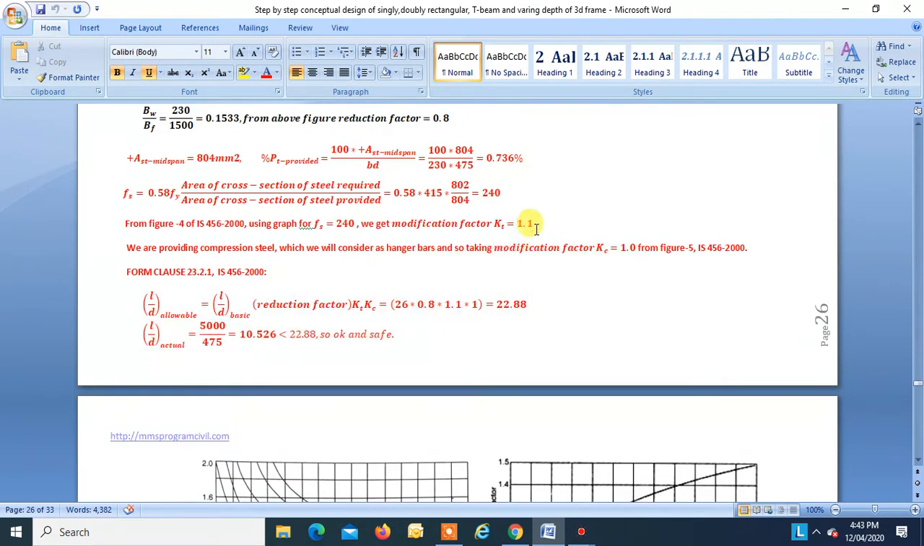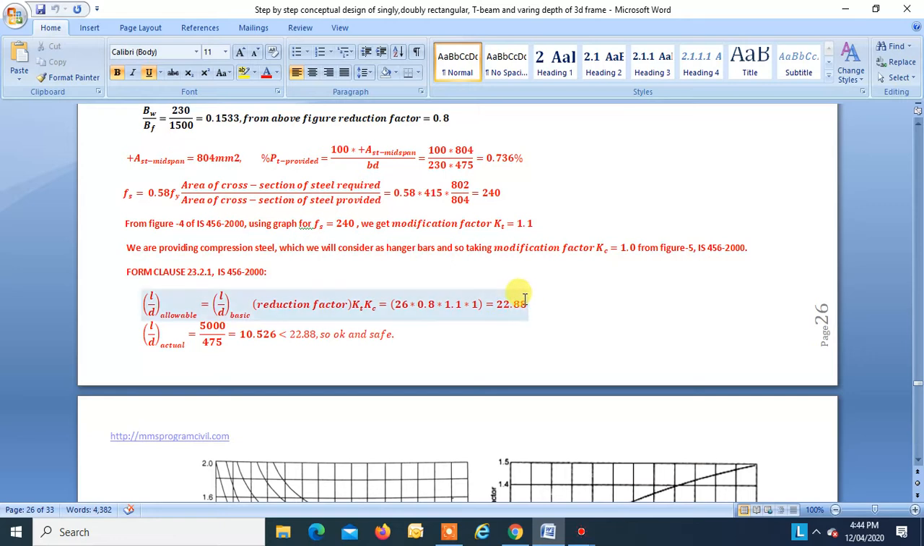Okay, so KT is found to be 1.1. Kc we are considering as 1. So L by D actual is L by D basic into reduction factor, multiplied by KT into Kc. So this is the change. We have to multiply the reduction factor with this value, L by D basic.